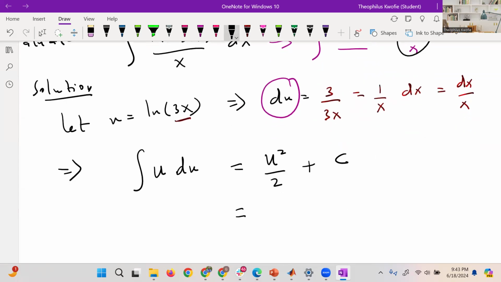Now over here we have to reverse the process. What is u? Our u was the natural log of 3x. Then we need to square that, right? Divided by 2 plus a constant c. Is that okay? Does that make sense? Does this make sense? All right.